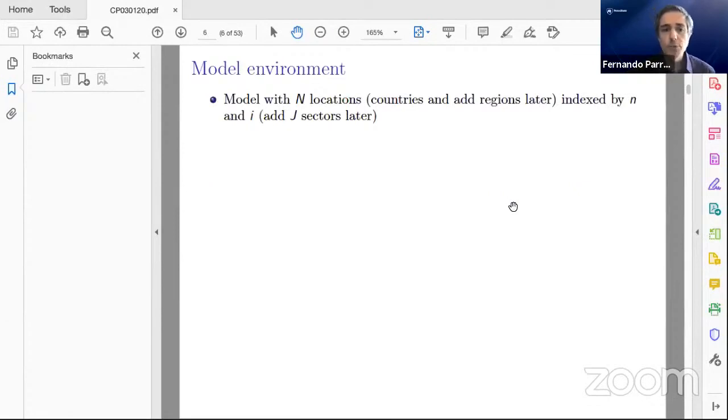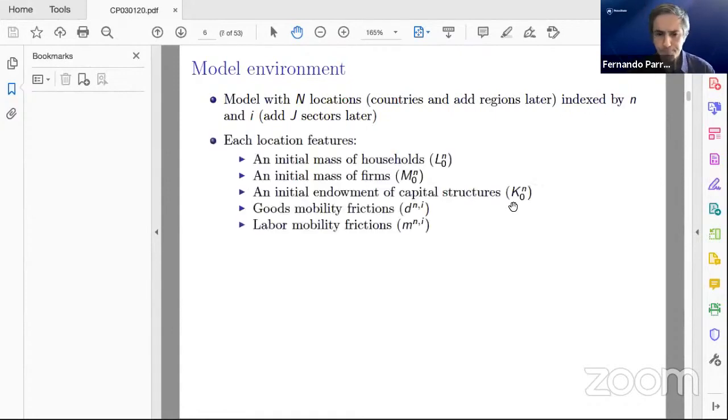So just briefly to describe the environment, we are going to have a model with N locations. Locations are going to be countries and are going to be states within the United States. In the quantitative part, we're going to have several sectors, tradable and non-tradable sectors, but in the description of the model, I'm going to omit the sectors for simplicity.